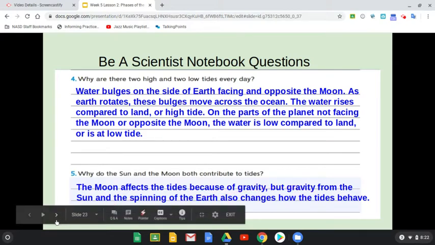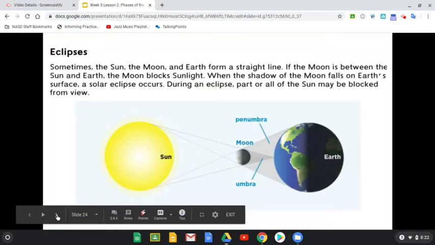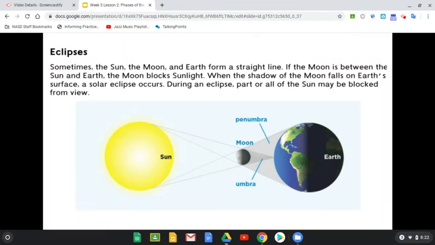So very good. All right, we're going to move on and we're going to talk about eclipses. We're going to talk about two eclipses today, solar and lunar eclipses. First, let's read. You're probably asking yourself, well, what is an eclipse? Let's read and find out.